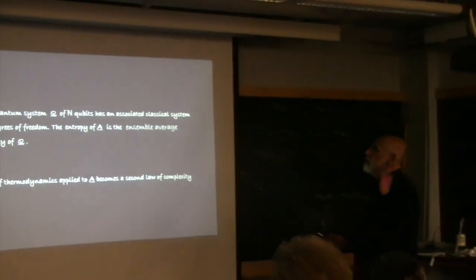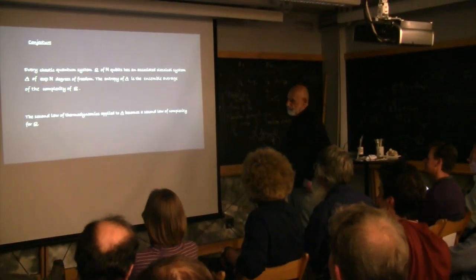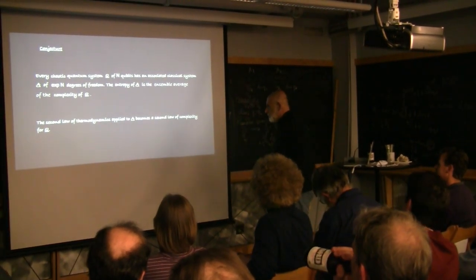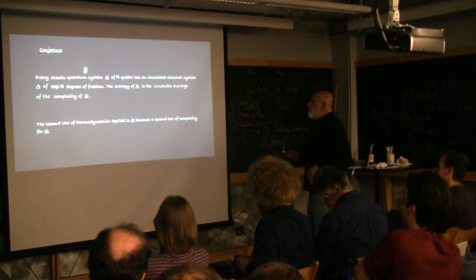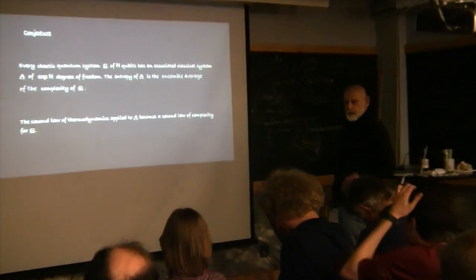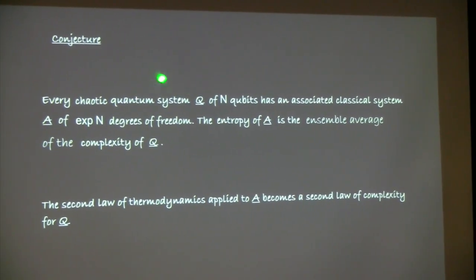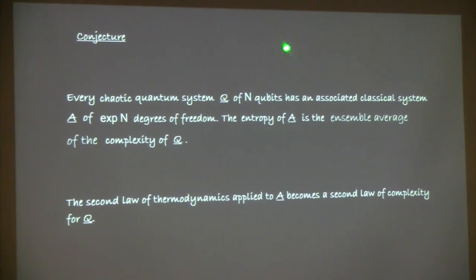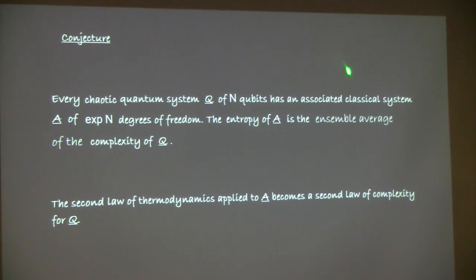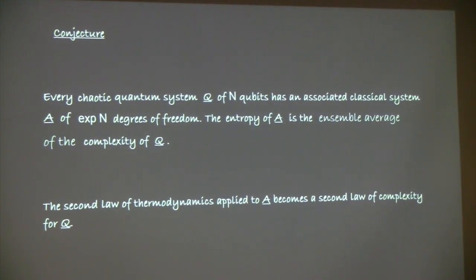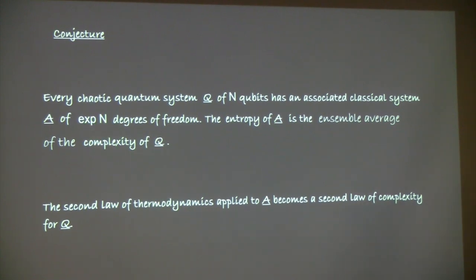All right. So here is the conjecture of a conjecture. Meaning to say, I don't really know precisely how to say it. The statement is: every chaotic quantum system. Now, first of all, I don't even know what I mean by a chaotic quantum system, but we'll come to that. Every chaotic quantum system, and I'll call it Q, of n qubits, has associated a classical system A, which I'll call the auxiliary system, of exponentially many degrees of freedom, classical, and the entropy of A is the ensemble average of the complexity of Q.